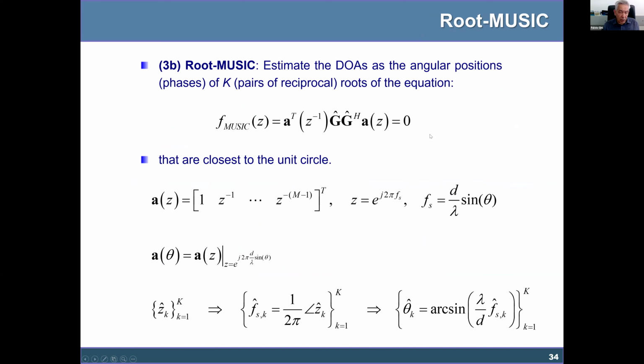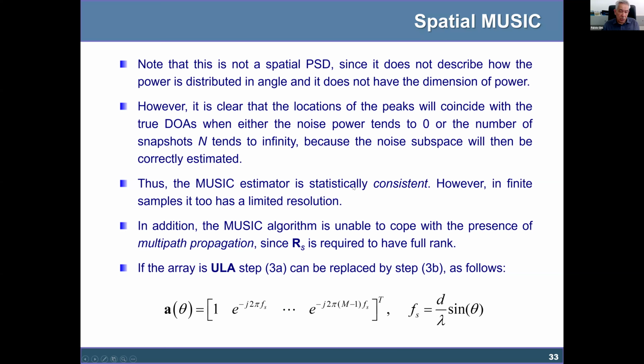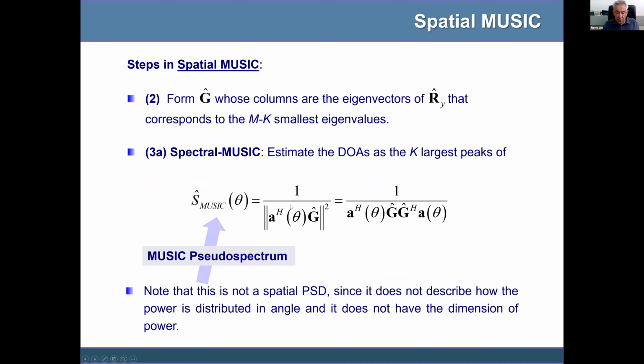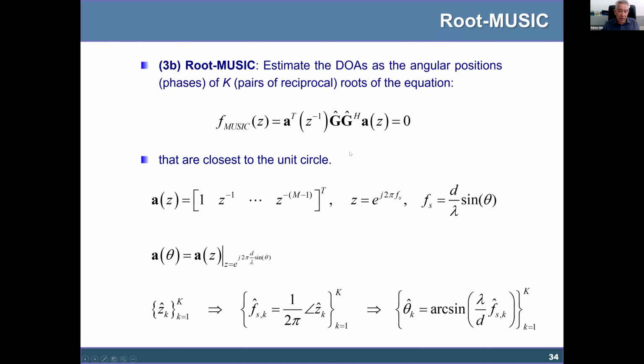Now, you can take this quantity at the denominator and express it as a function of z, where z is e to the j 2 pi fs. So you define this polynomial in z, and you express the denominator of spectral music in terms of z. Then we are interested in the roots of this equation.